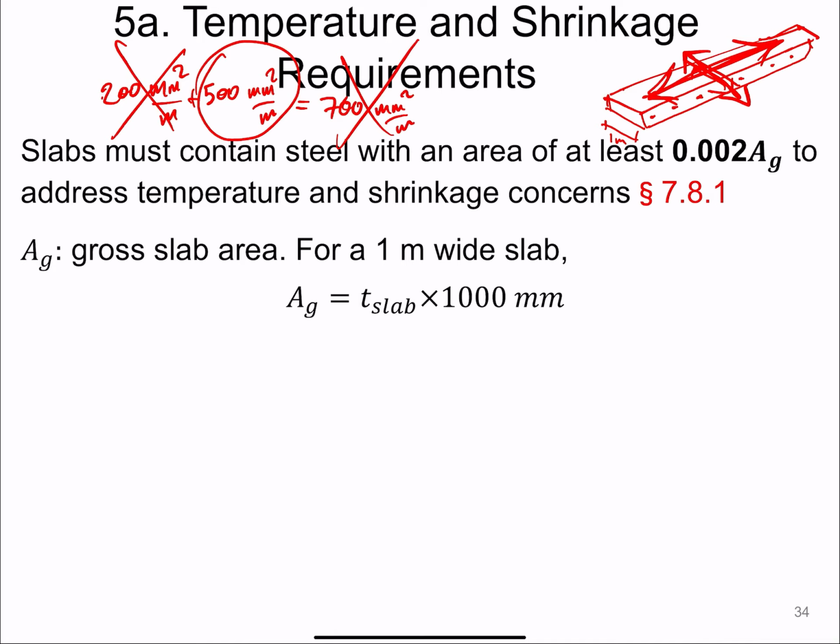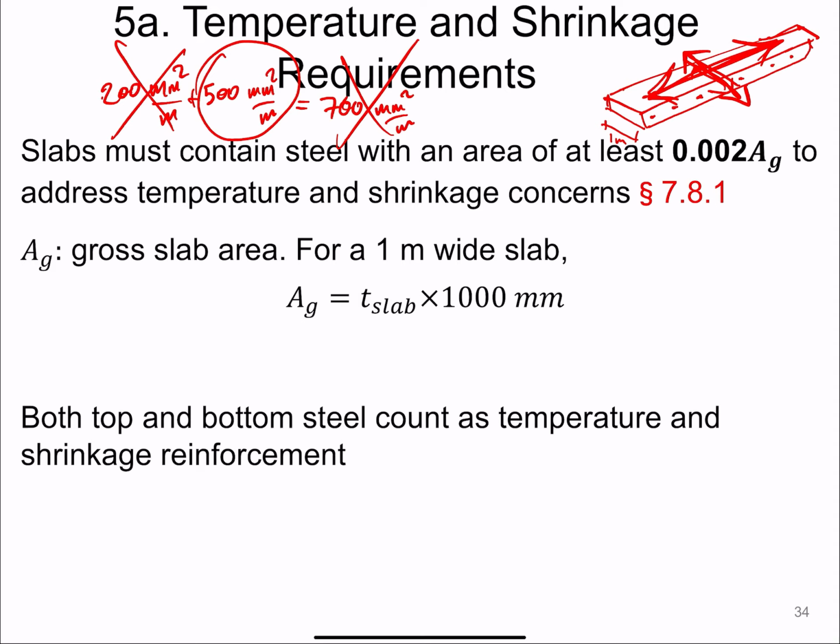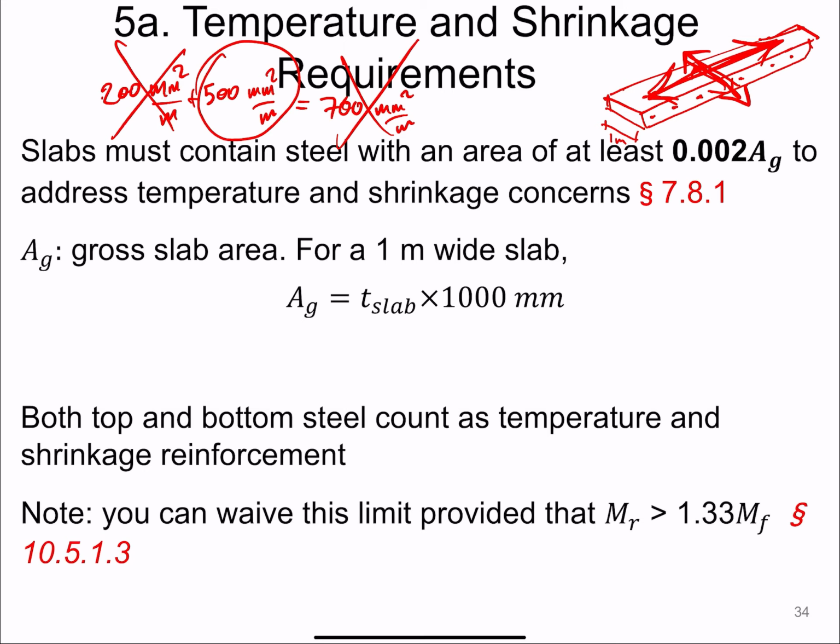So 0.002 times Ag to address temperature and shrinkage concerns. Ag is the gross slab area for a 1 meter wide slab, right? The gross section area is the thickness of the slab times 1,000 mm, and then knowing that both top and bottom steel reinforcement will count as temperature and shrinkage reinforcement.